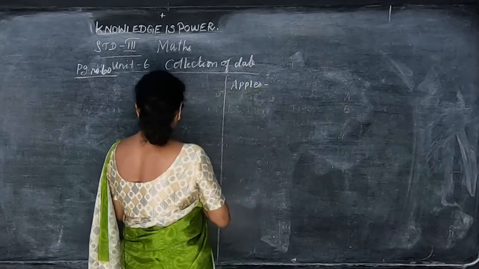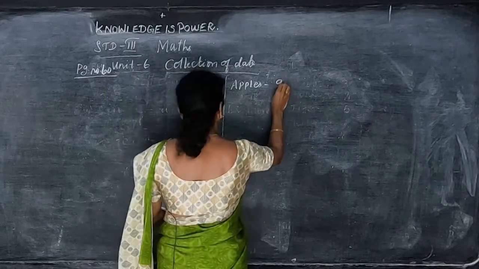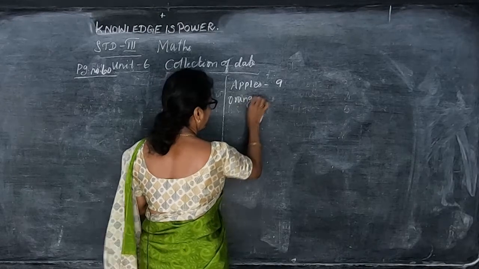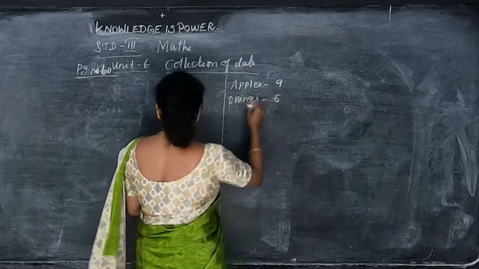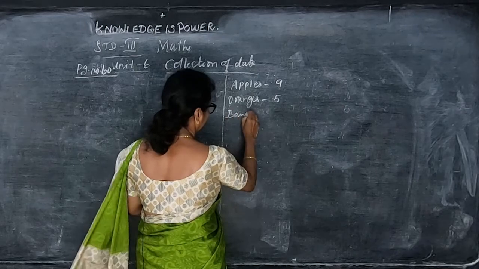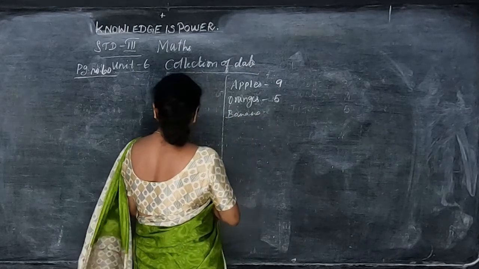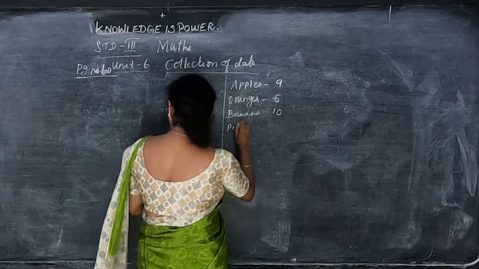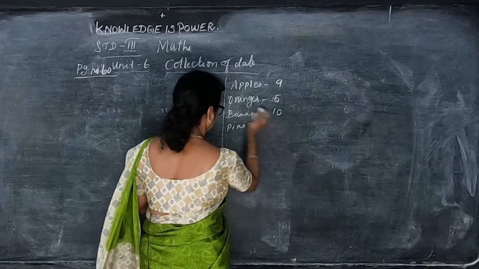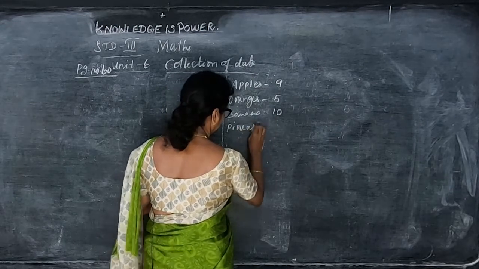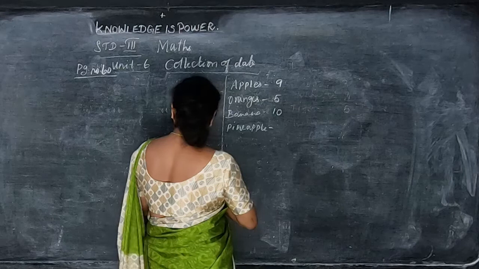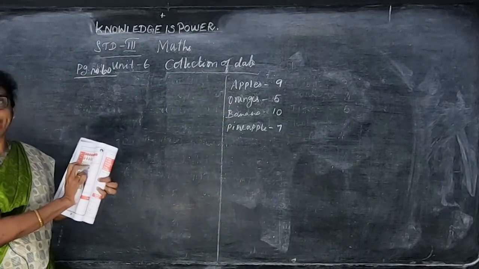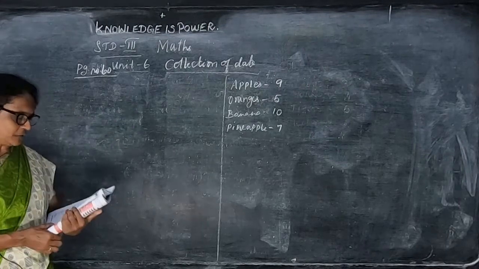1, 2, 3, 4. 9 apples. And oranges is 5. So you can count and write. And banana, 10. And then pineapple, 7. So these are the fruits drawn in your book, and they are counted and written on that side. Now we have to answer these questions.